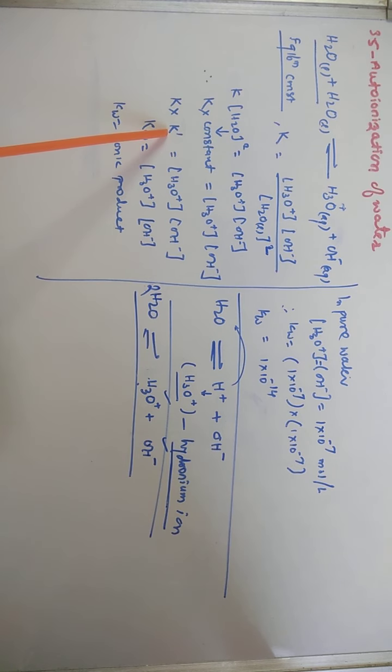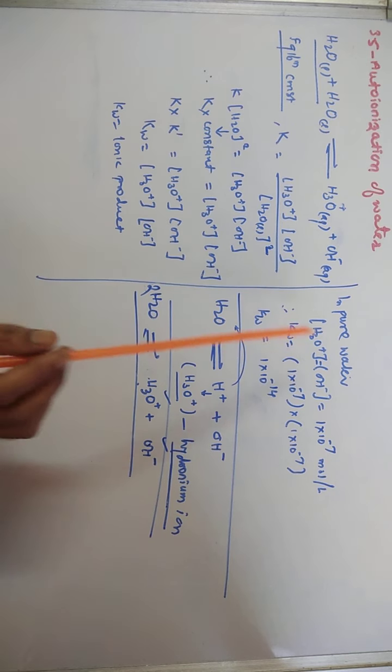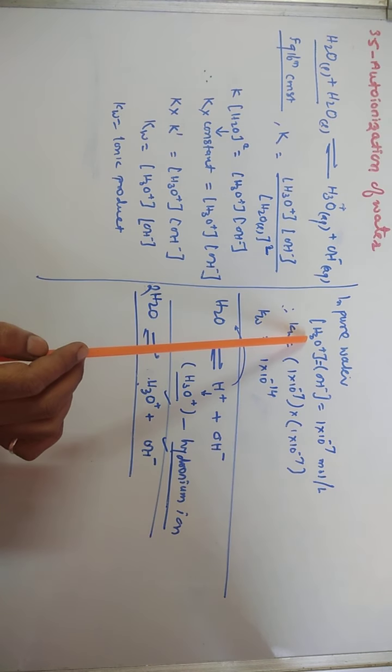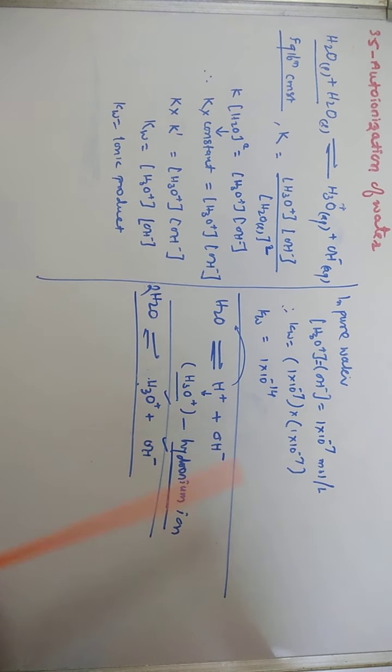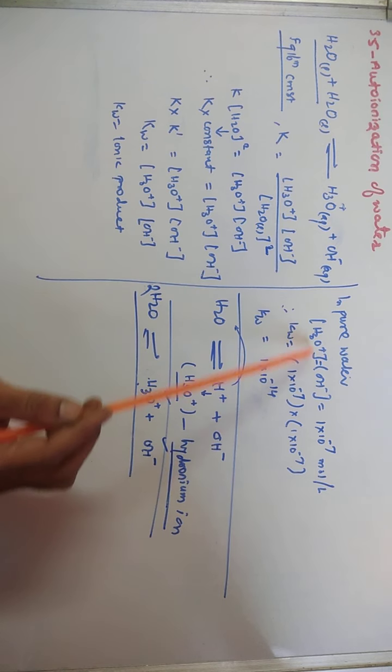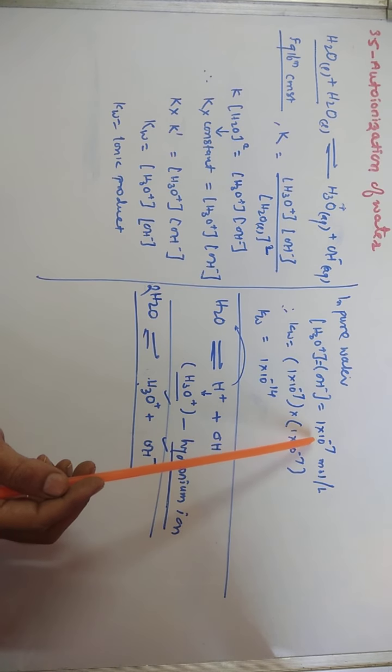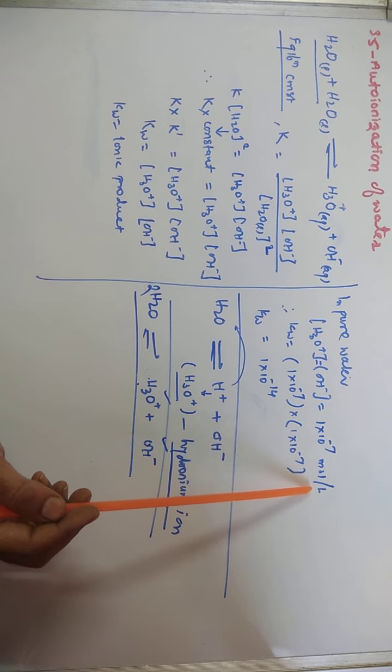This constant is represented by K dash. So K into K dash equals the same right side. The product of two constants is taken as Kw, equals H3O plus concentration into OH minus concentration. This Kw is called the ionic product of water. So in pure water, the concentration of H3O plus and OH minus, that means the concentration of H plus and OH minus ions, are equal, and for neutral water it is found to be 1 into 10 to the power of minus 7 moles per dm cube or liter.